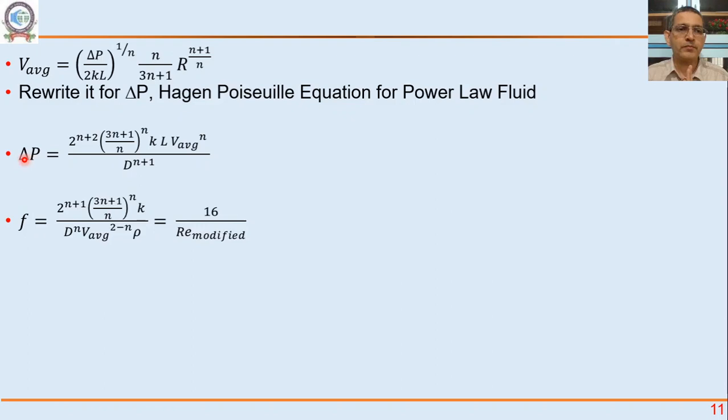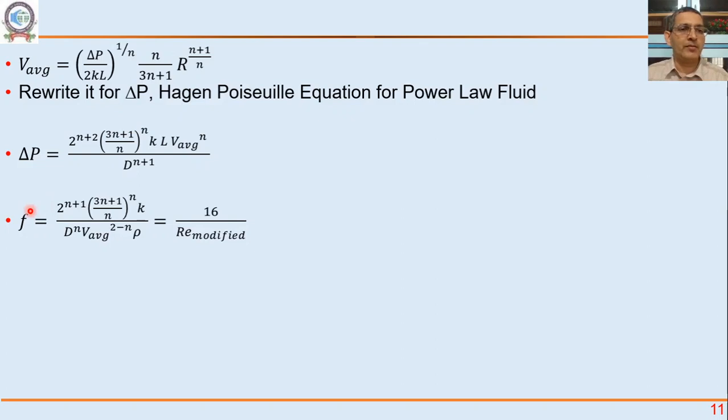So delta p would be 2 raised to n plus 2, times (3n plus 1 by n) raised to n, k L V average raised to n, D raised to n plus 1. If you put n is equal to 1, you will get the same as 32 mu L V average by D square, the Hagen-Poiseuille equation for a Newtonian fluid. Right, so just check.